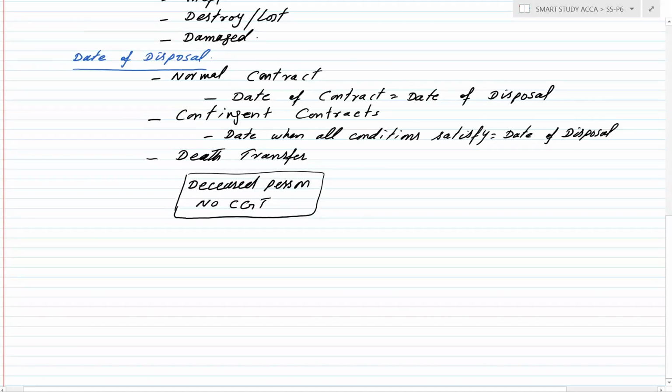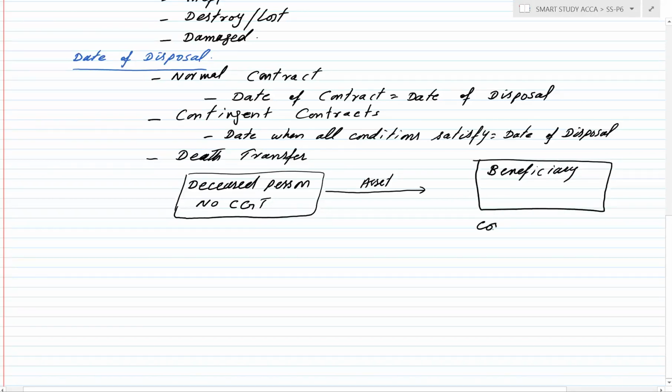But on death of an individual, obviously assets of this individual are going to be shared between his or her family members. Those are called beneficiaries or donees. So for the beneficiary, the cost will be market value at death.